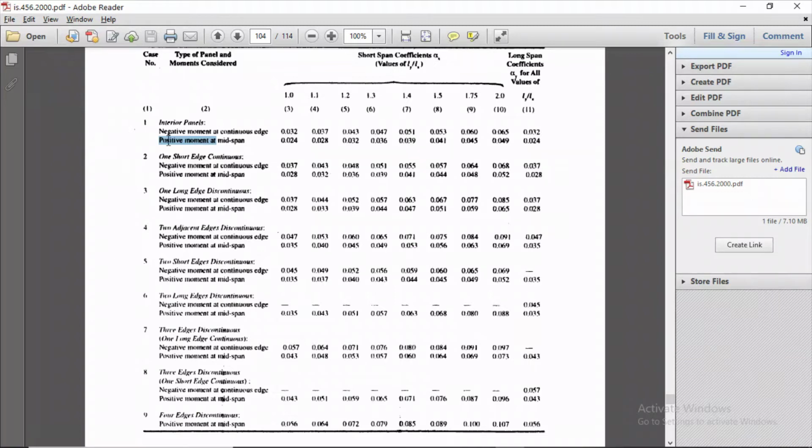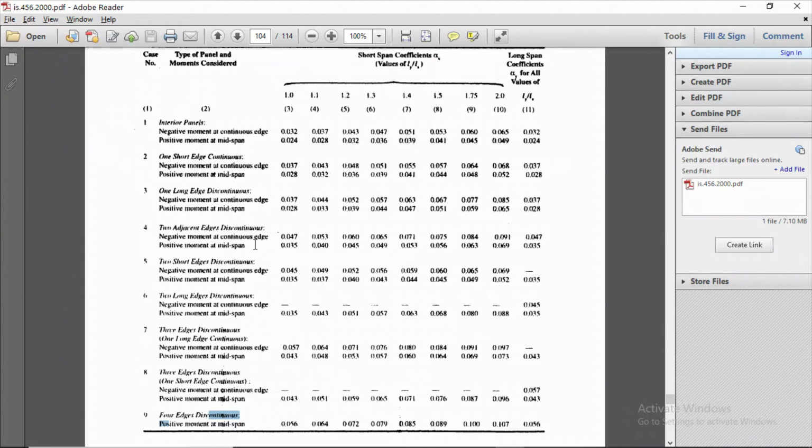The first type is interior panel, the second type is one short edge continuous, one long edge discontinuous, 2 adjacent edges discontinuous, 2 short edges discontinuous, 2 long edges discontinuous, 3 edges continuous, 3 edges discontinuous, and 4 edges discontinuous, which is a simply supported one, right? So we need to select the appropriate type of panel for our design. Let us see which type of panel is appropriate for us.